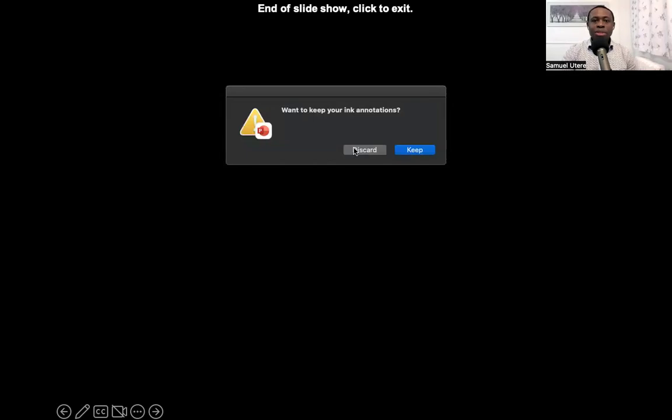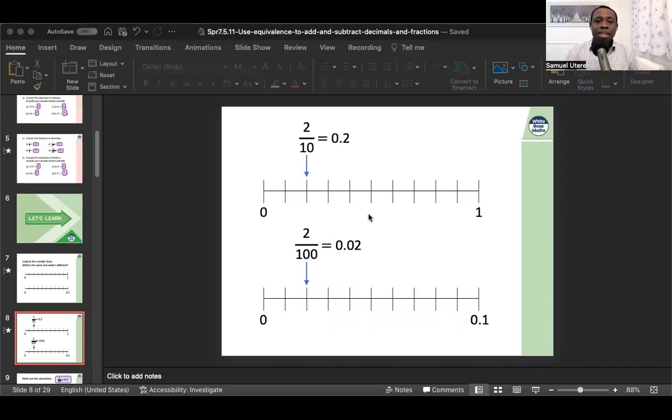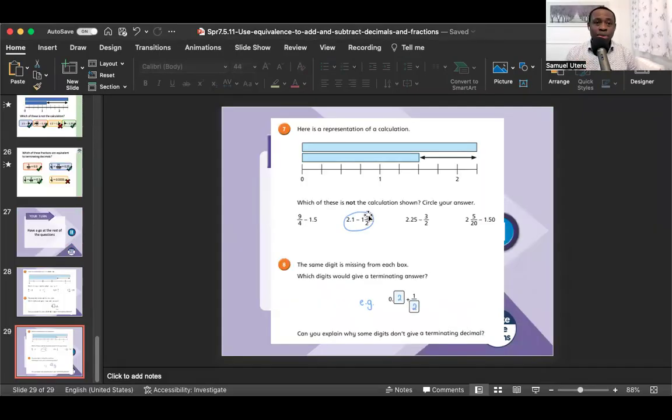And that brings us to the end of our lesson. So far, we have learned how to make really good use of our knowledge of equivalence to answer some very difficult, what may seem to be difficult, maths questions. But when you use the right tools, you use your knowledge of equivalence, you can answer these questions relatively easily.